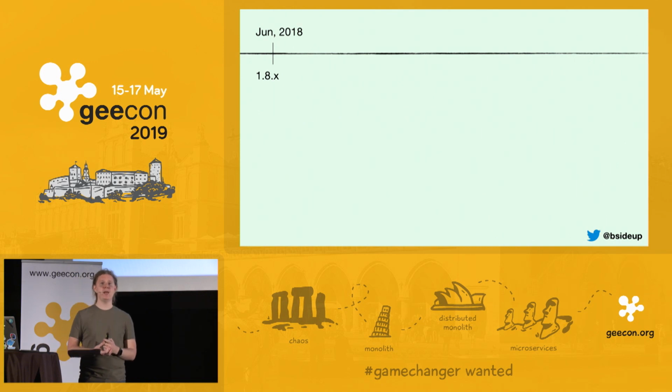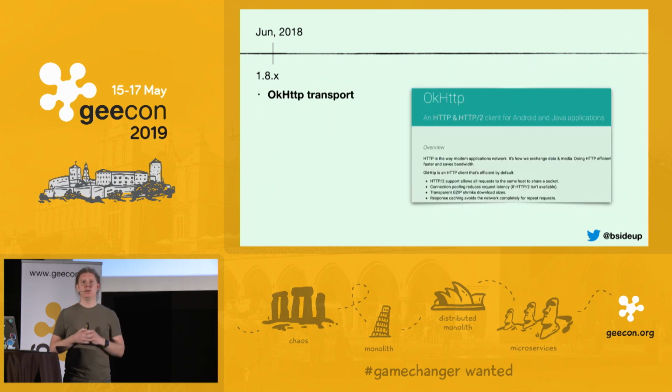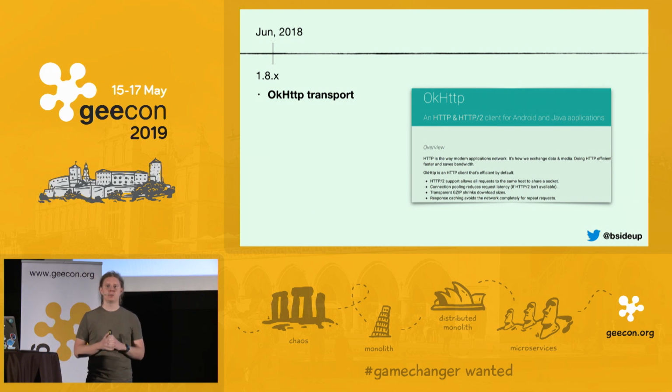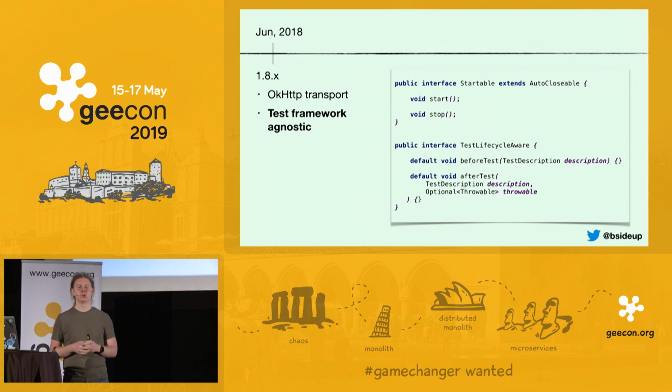In 1.8, we implemented OkHttp transport. Before, we were using Netty and just Netty. And the users were reporting that Netty has conflicts with their Netty version. We had to shade native libraries of Netty, and a lot of pain, actually. But by introducing OkHttp, we solved it.